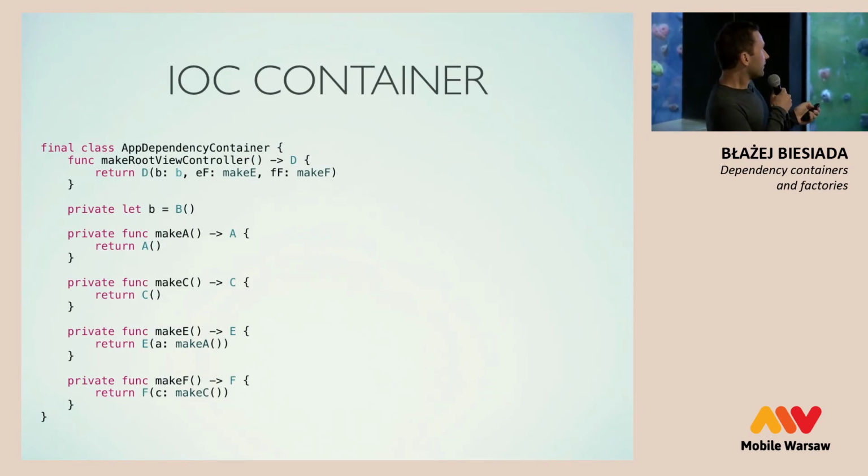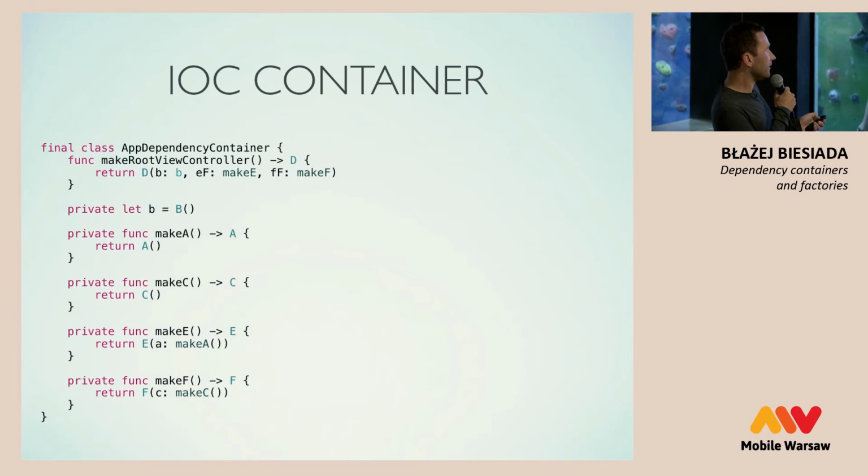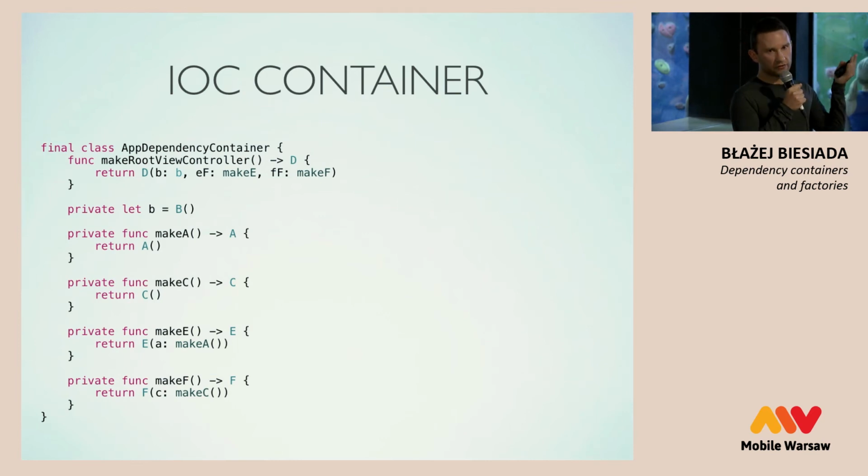You can see that when we are creating object D, we are using some constant instance of B, which is kind of like a singleton, but not really a proper singleton. And if we ever decide that it shouldn't be like this, it's pretty easy to change it inside the dependency container. And also, we are providing factories. This is where it gets interesting. We are actually providing factories, just blocks, which are able to create objects E and F.